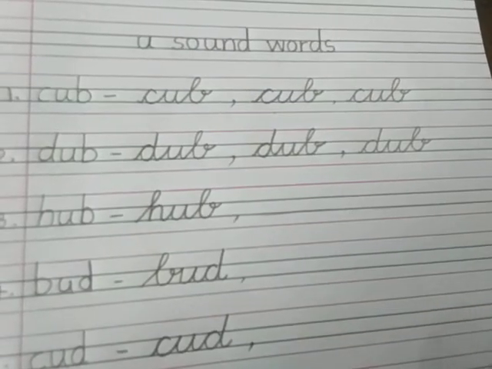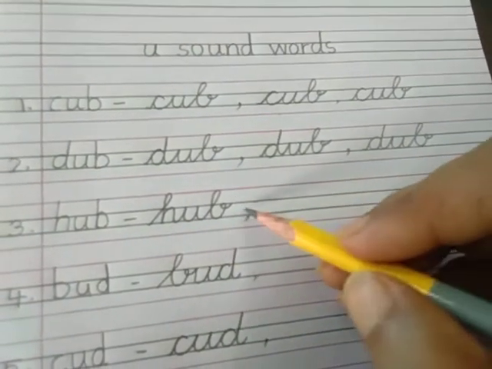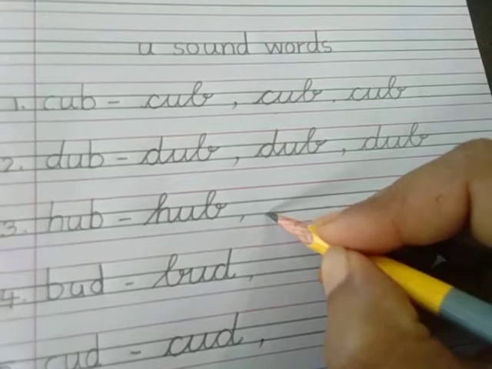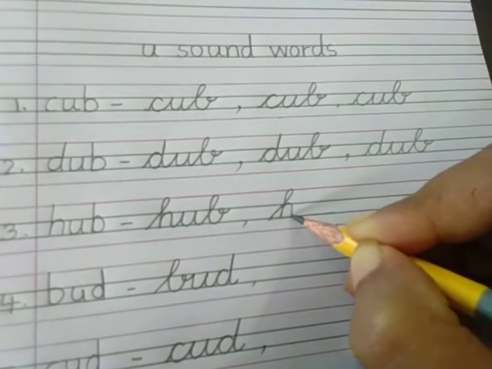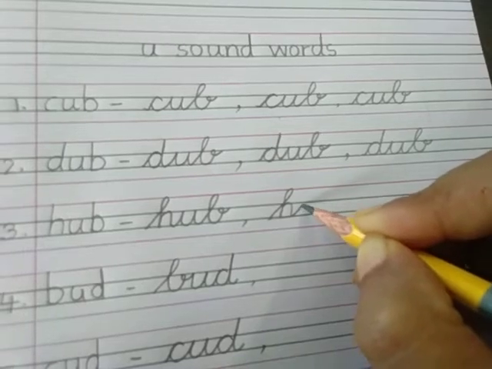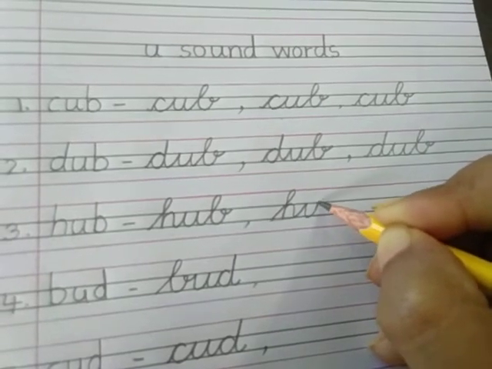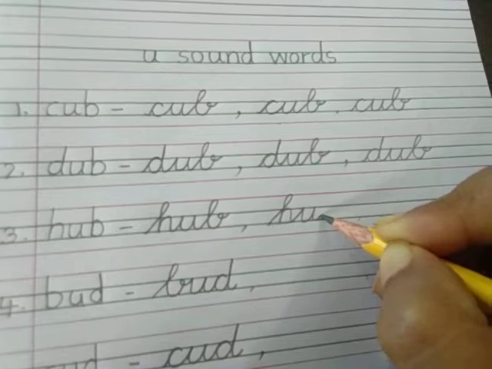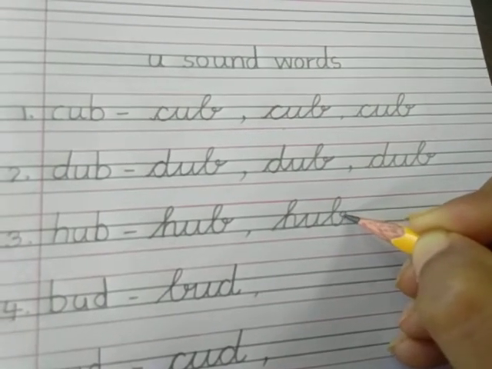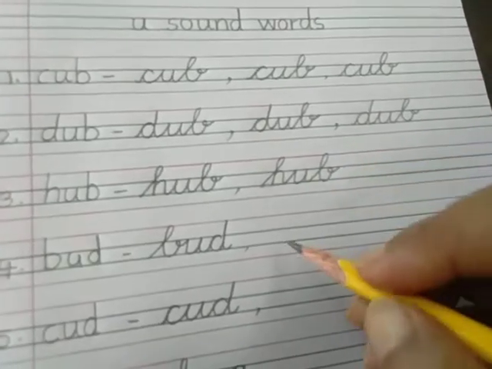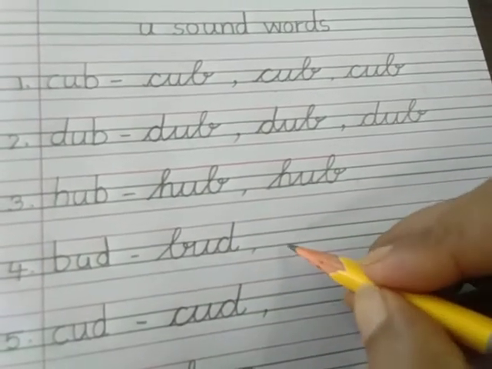One more time I am telling you. You have to write H-U-B, hub. So I am writing H. H is completed here. Then from here U will start. U is completed here. From here B will start. H-U-B, hub.